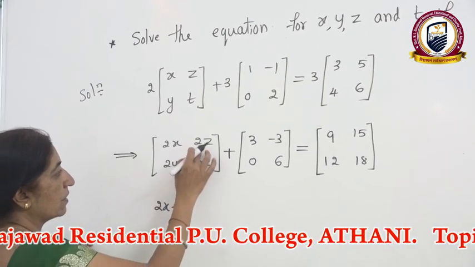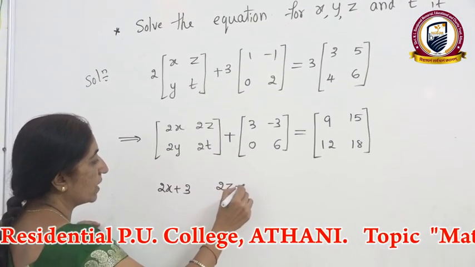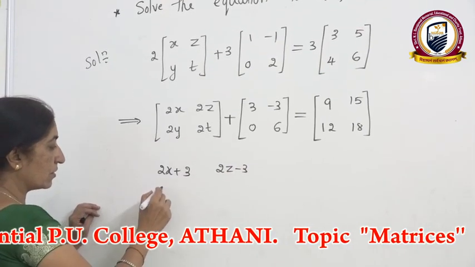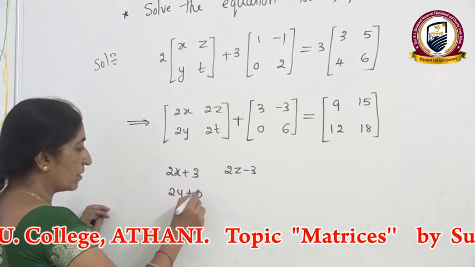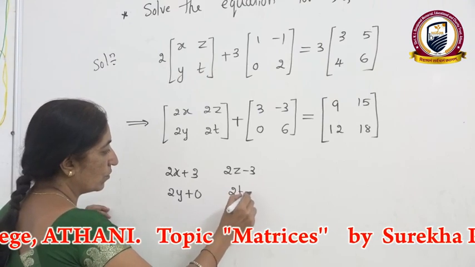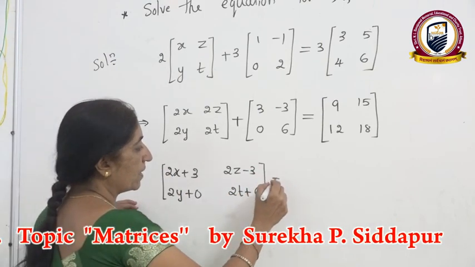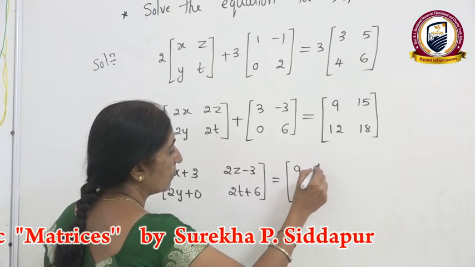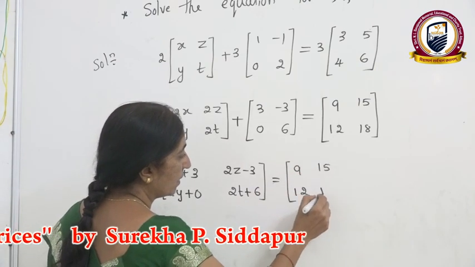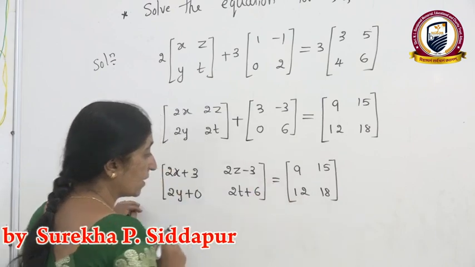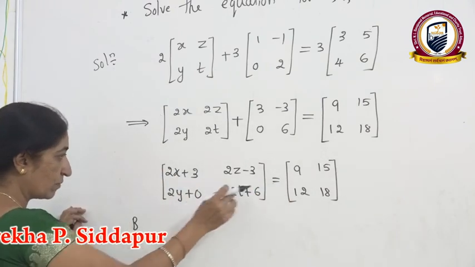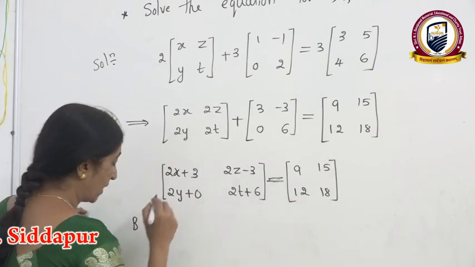2x plus 3. Next one is 2z minus 3. Next, 2y plus 0. 2t plus 6. RHS as it is. What is the next step? In the next one we are equating the corresponding elements, because in the middle we have an equal sign.